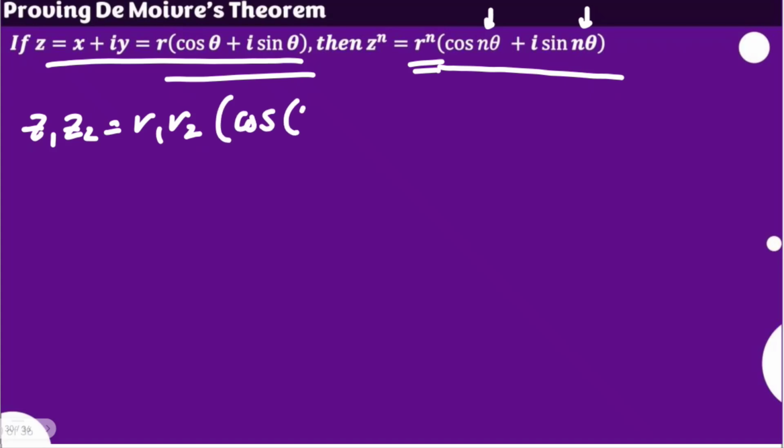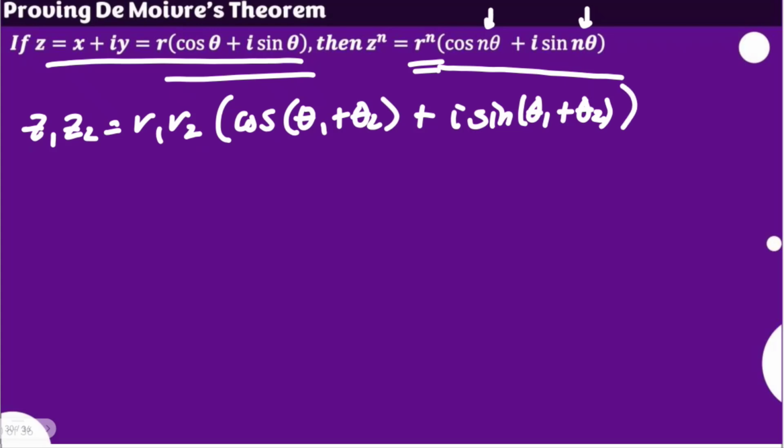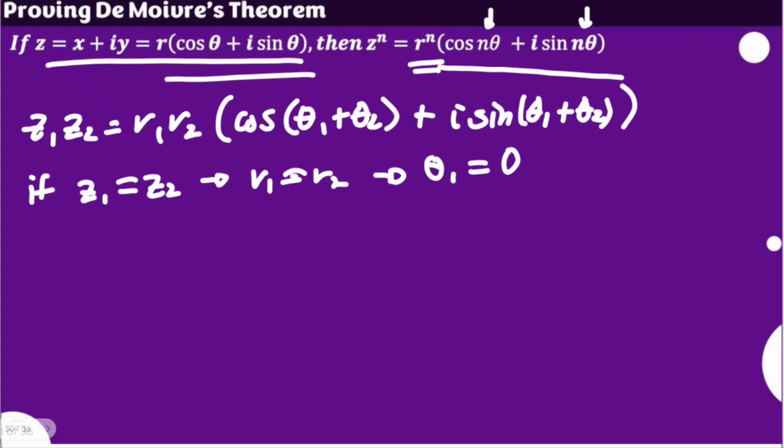You have cosine of theta sub 1 plus theta sub 2 plus i sine of theta sub 1 plus theta sub 2. Okay, this is actually the identity whenever we're going to multiply two different complex numbers. But if z sub 1 is just equal to z sub 2, let's call it z sub 1 for the rest, that would mean that our r sub 1 is also equal to r sub 2, right? And that would mean that our theta sub 1 must be equal to theta sub 2 as well.